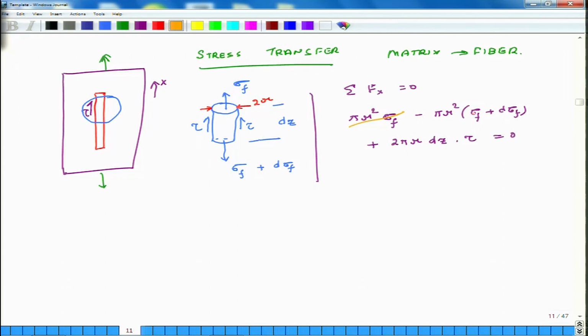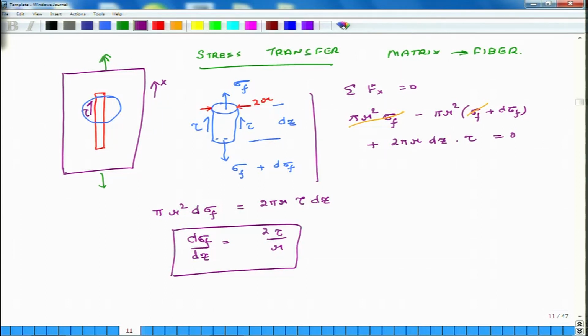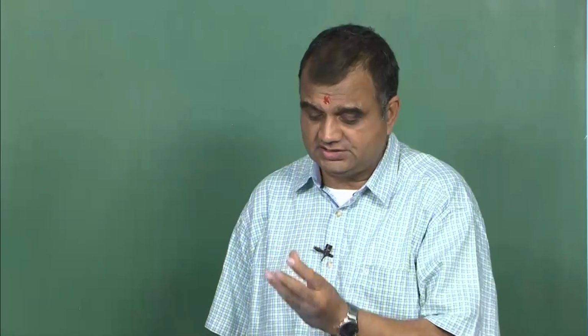So, this term and this term go away. Essentially what you end up with is pi r square d sigma f is equal to 2 pi r tau dz, or d sigma f over dz is equal to 2 tau over r. So, this is the relation between the rate of change of tensile stress with respect to the length of the fiber. The left side is that, and the right side is the shear stress at the interface of the fiber and the radius of the fiber.